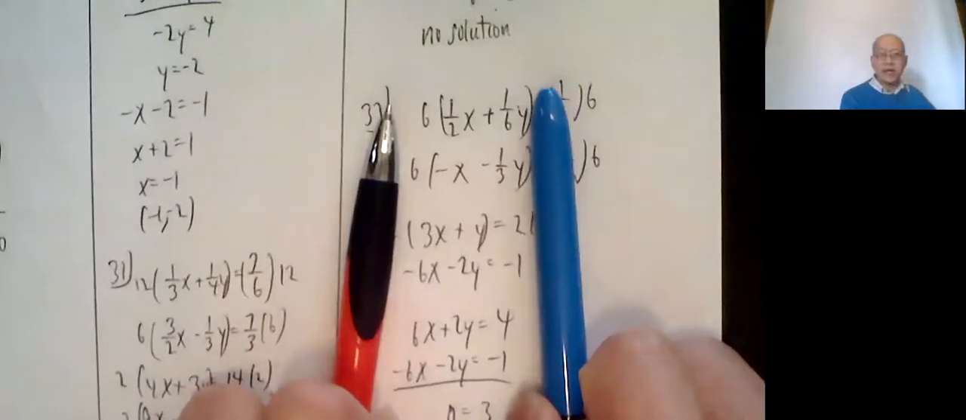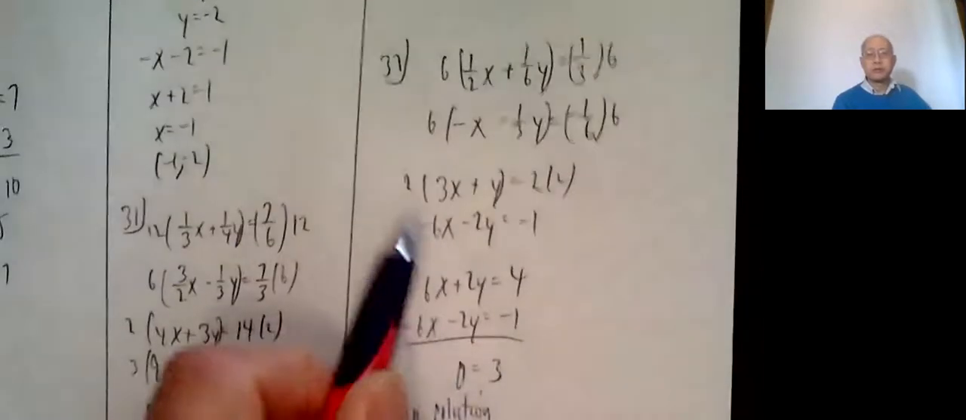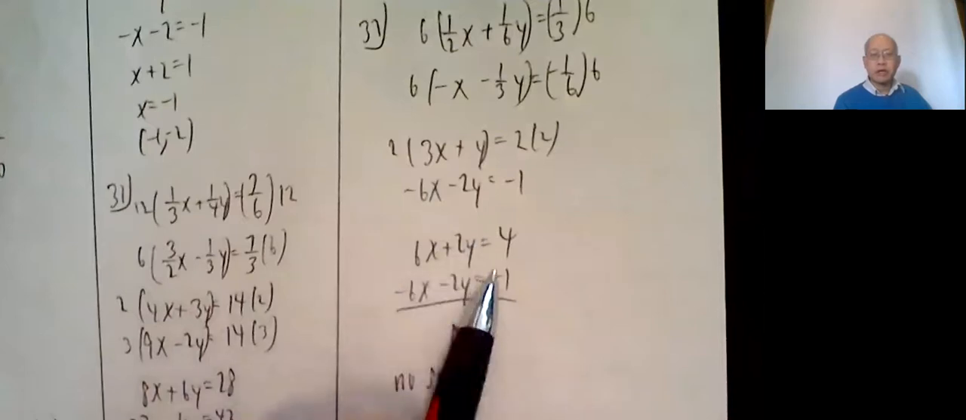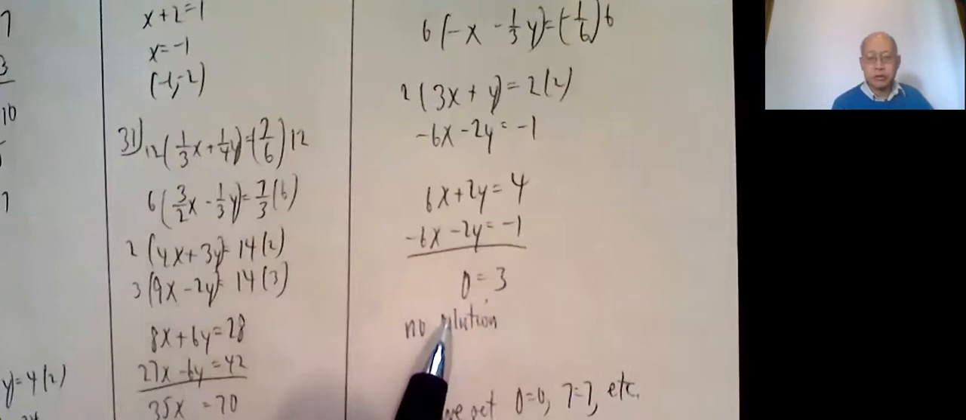All right, so again, it looks a lot nicer now. All right, so I will multiply the top equation by 2 to eliminate the x and the y. 6x plus 2y equals 4. Copy the second one. Add them up. 0 equals 3. Again, there's no solution.